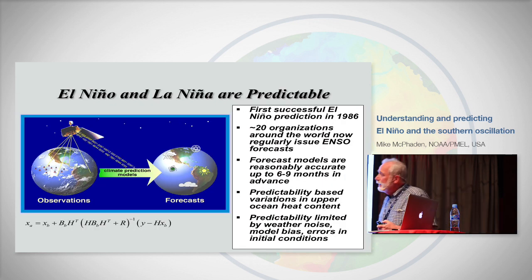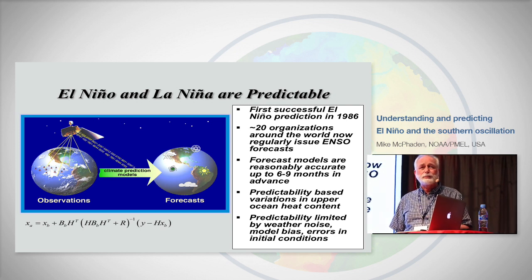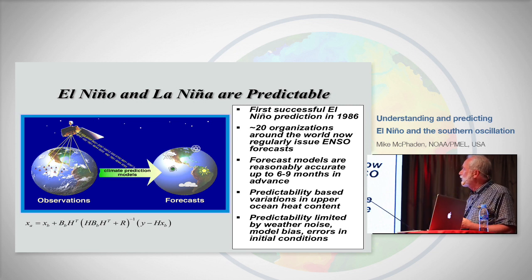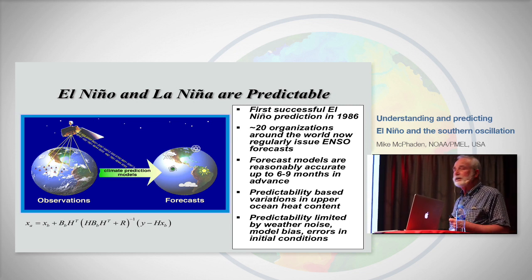Okay, so a little bit about prediction and predictability. El Nino and La Nina are predictable. They are the most predictable climate phenomenon on the planet, other than the normal march of the seasons. The first successful prediction of an El Nino was made in 1986 by Mark Cane and the group at Columbia University. Now there are about 20 organizations worldwide that routinely make El Nino and La Nina forecasts. These forecast models are reasonably accurate up to 6 to 9 months in advance.